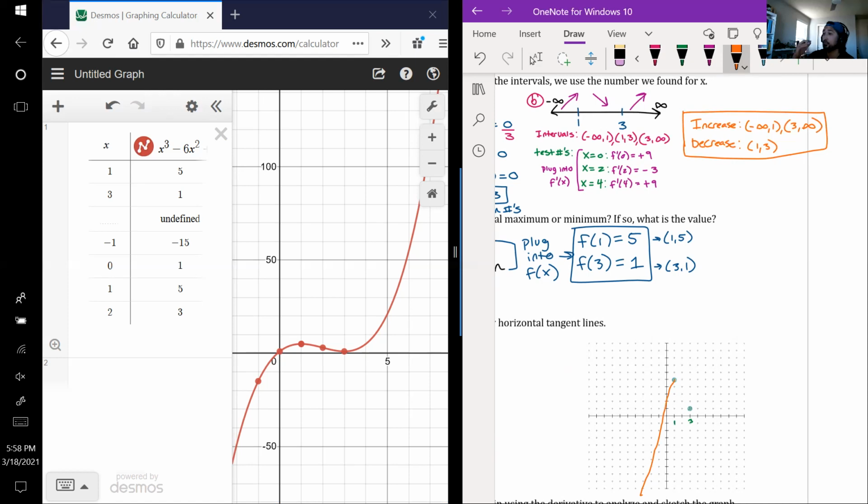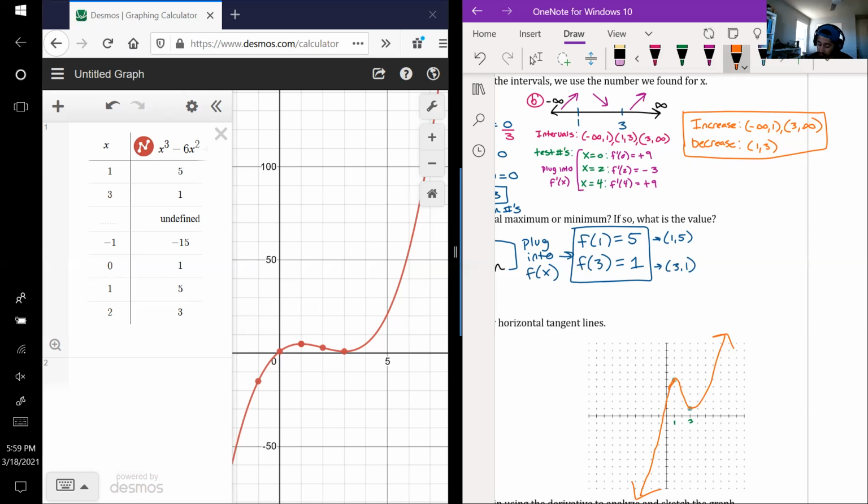And then from 1 to 3, the graph decreases. And we would look like that. And then the last part is from 3 to infinity, the graph again increases. And there you go. So that's how you would sketch the graph by using the maximums, minimums, and the sign chart.